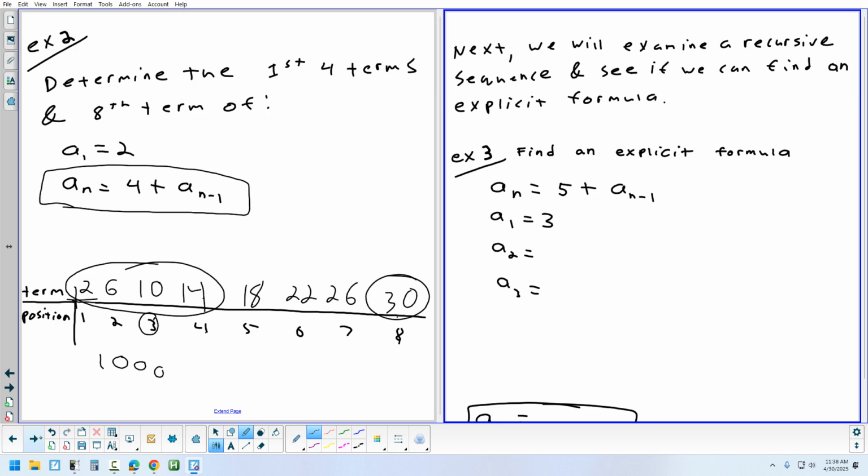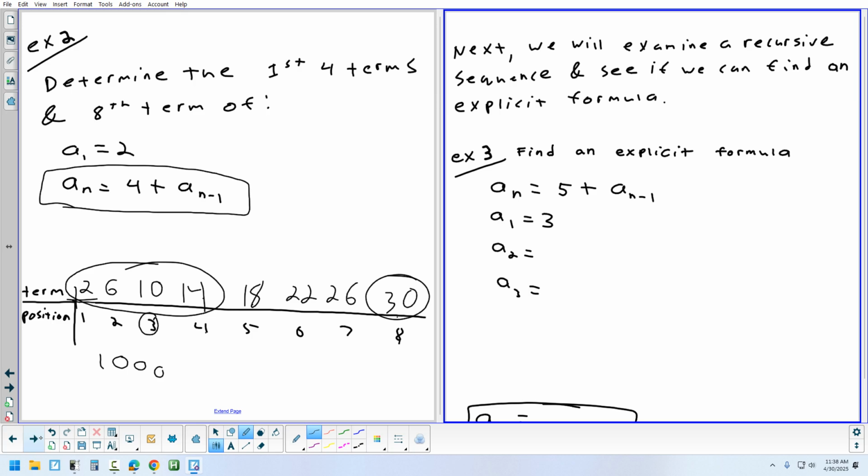All right, let's try this one. So now we're going to take a recursive formula and make it explicit. Okay, so the pattern is adding 5 to the one that comes before, and we're starting with 3. When you want to make something explicit, it's generally helpful to write out the first few, so then you can look at it. What would the second term be in this sequence?